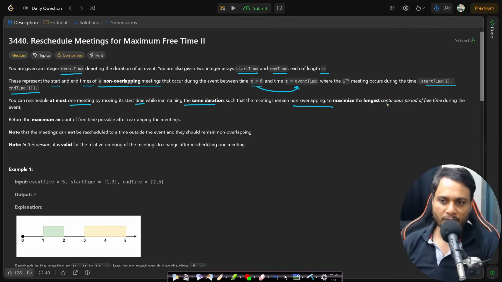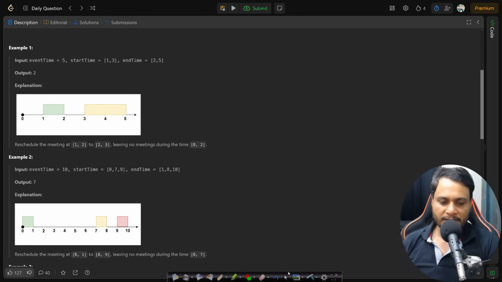To maximize the longest continuous period of free time during the event, return the maximum amount of free time possible after rearranging the meetings. Note that the meetings cannot be rescheduled to a time outside the event and they should remain non-overlapping. We should also note that in this version, it is valid for the relative ordering of the meetings to change after rescheduling one meeting, because this was not allowed in the first part of the problem. Okay, now let's look at an example.